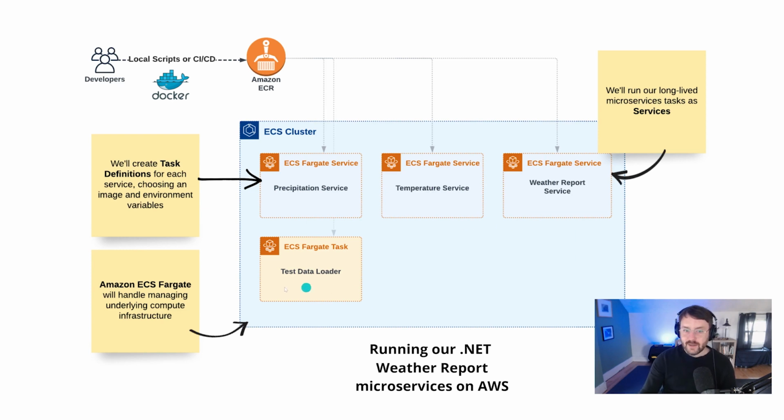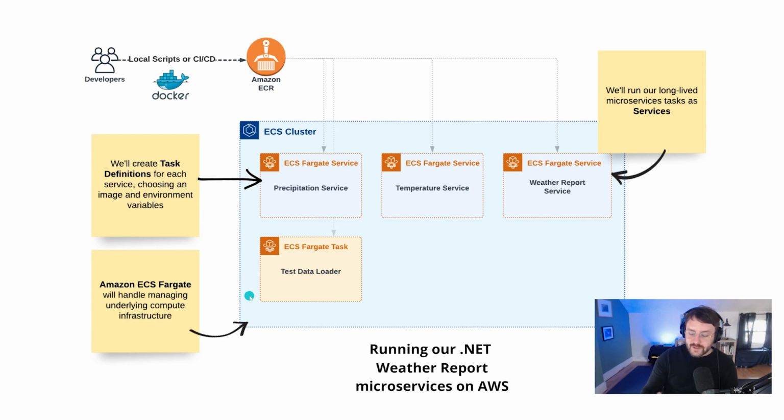And then we'll also look at how to run our data loader, which is just a simple console application, not really a microservice. We can also run that as an ECS Fargate task as opposed to this long-running service. So we can just have that triggered, in this case, manually.